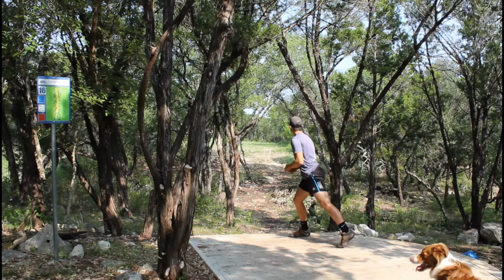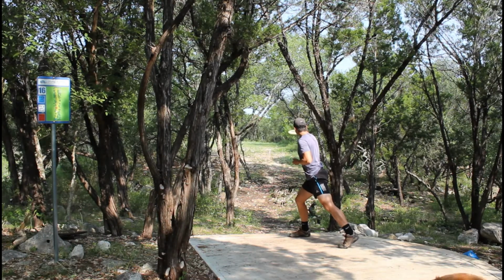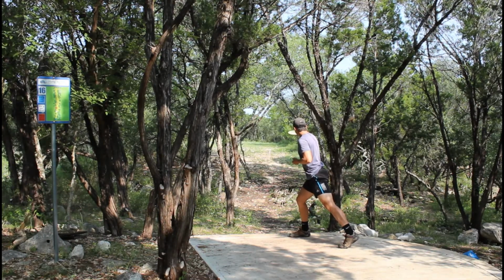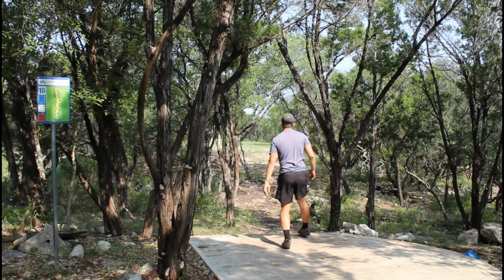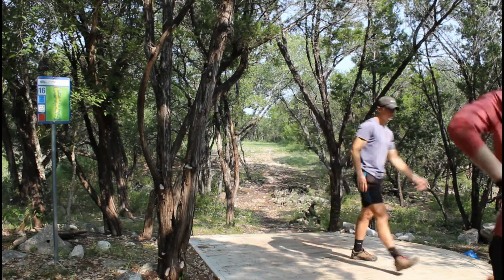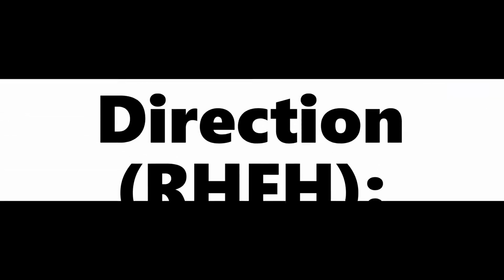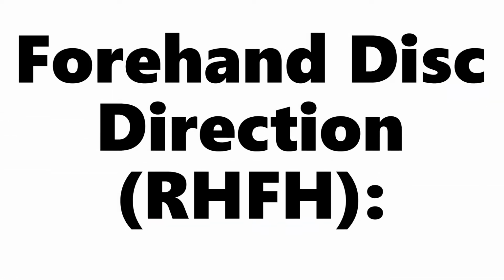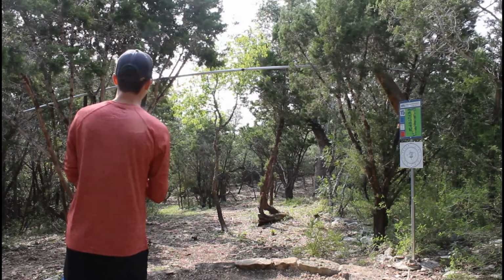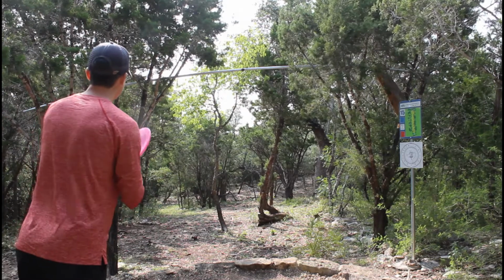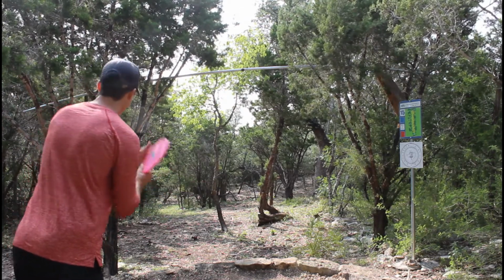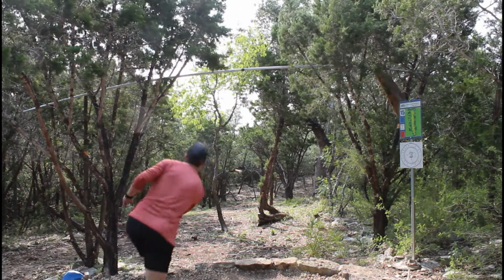So as I talked about a little bit earlier, this is the backhand disc direction. If you're throwing a flat backhand with a stable to overstable disc, it's going to want to go to the left. And for forehand, if you're throwing a relatively stable or overstable disc, it's going to want to go over to the right. If you're doing this with an understable disc, it can get a little bit more unpredictable.